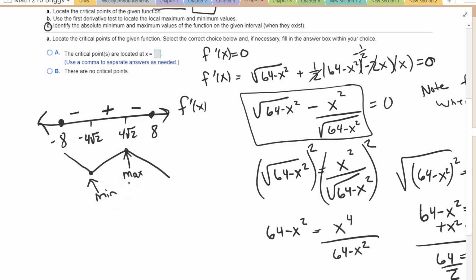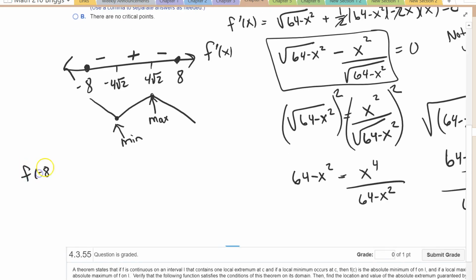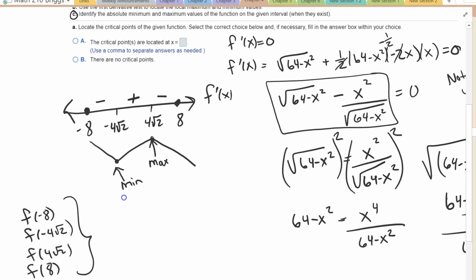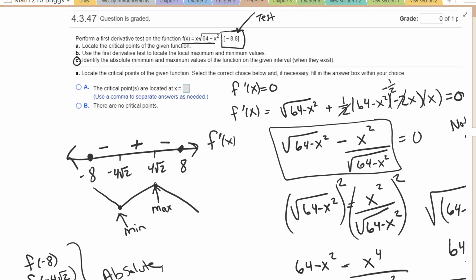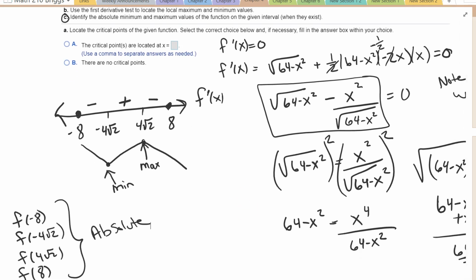Local minimum, local maximum. Then you need to test the value of the function at -8, the value of the function at -4 square root of 2, the value of the function at 4 square root of 2, and the value of the function at 8 to test to see the global or the absolute maximum and minimum values. So this approach is getting closer to being able to graph this function using calculus techniques. So I can find the maximum and the minimum on this interval using the first derivative test.